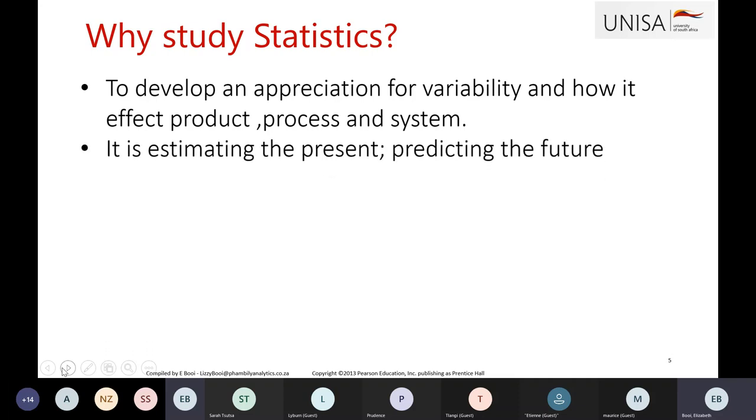Statistics also helps us in estimating new values, the present. So we can use the historical information to estimate what's going to happen tomorrow.